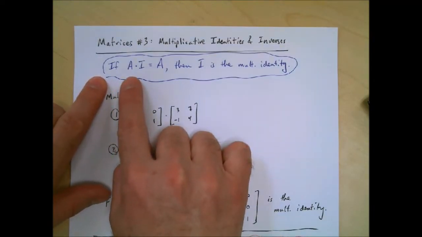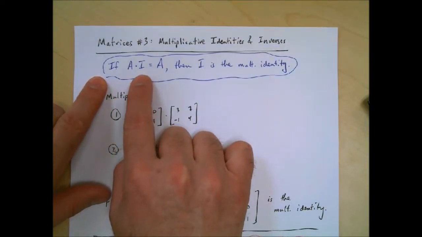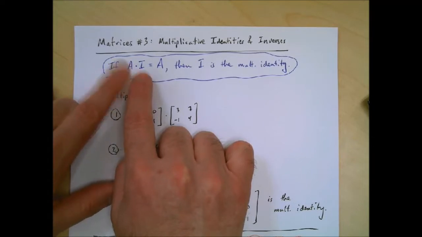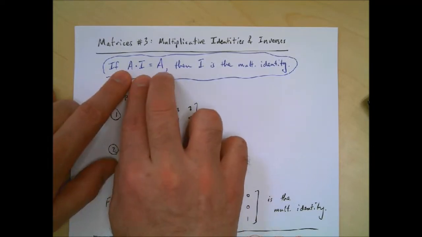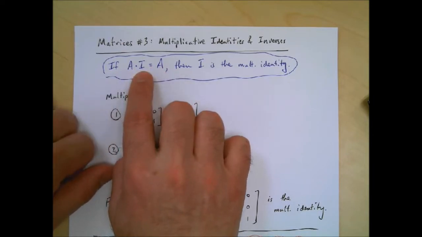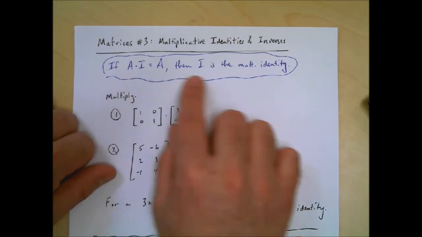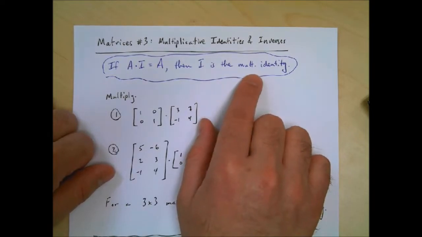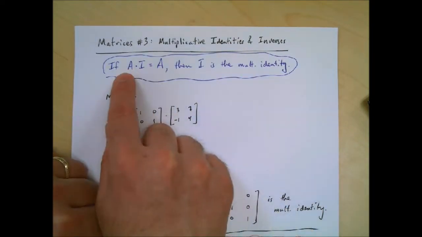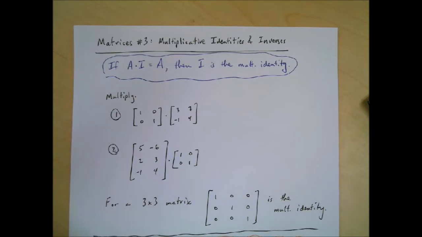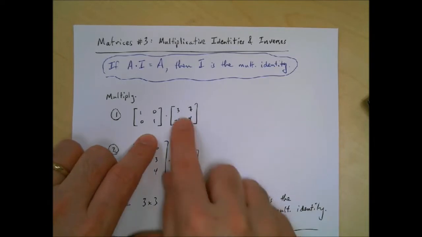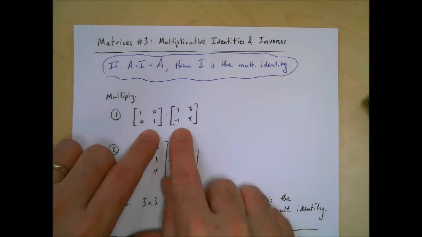If you have a matrix times another matrix, and if A times a matrix is equal to A, then this I matrix is the multiplicative identity. Now, it could also be on the other side. Possibly it could be I times A equals A, then it's still the multiplicative identity. It works either way. Remember that multiplication with matrices is not commutative. Okay, so let's go ahead and try that now.